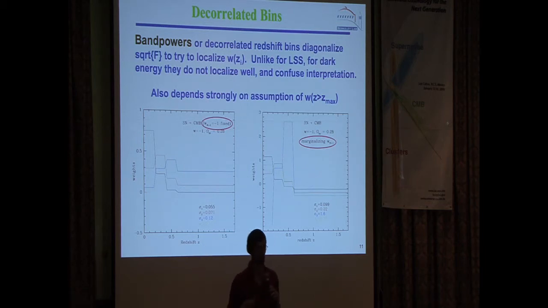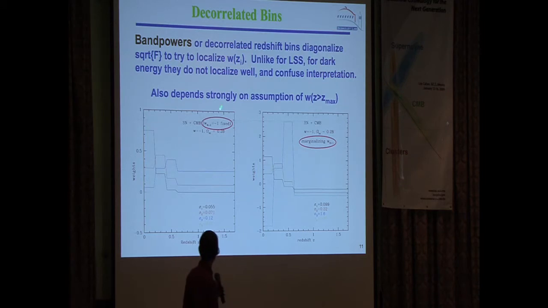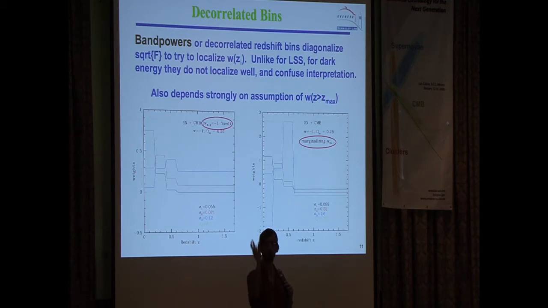And so people talk about these band powers or decorrelated redshift bins, where in any one redshift bin, the error on w in that bin is uncorrelated with the error in another bin. This works very well for large-scale structure, where you say, I want the band power at one k mode, at one scale, to be different than another k mode. But people have just brought it over to dark energy without testing whether you actually localize.